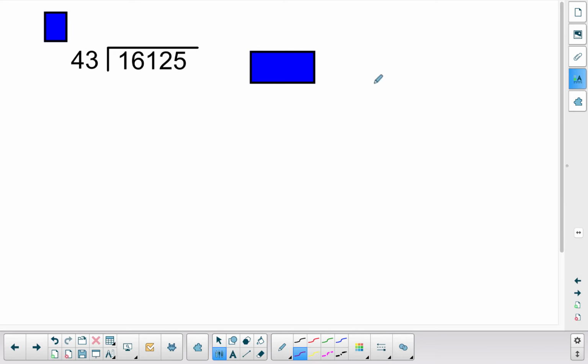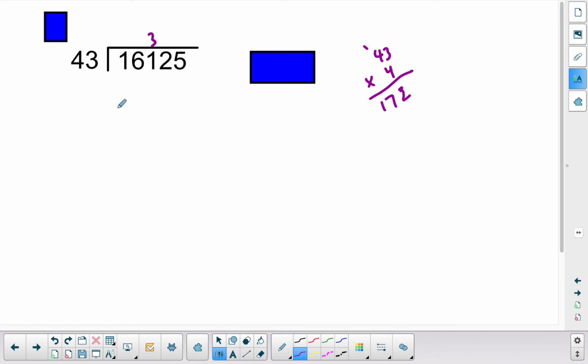What's 43 times 4? And it ends up being 172, so what we can assume then is that 172, that's too big, and it's just barely too big, so therefore this is going to go in 3 times. 43 doesn't go into 16, it goes into 161 3 times.